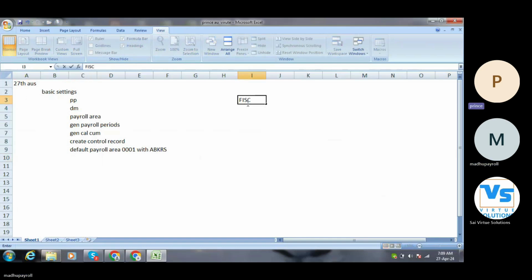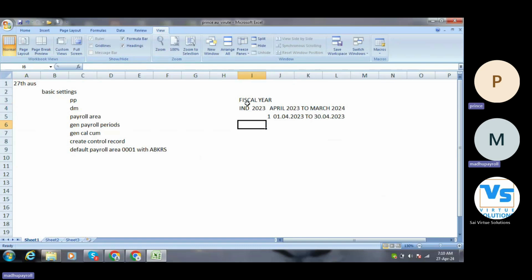fiscal year. In India, let us say 2023 fiscal year, April 2023 to March 2024. So that means the first period is 01/04/2023 to 30/04/2023. This is the Indian fiscal year.